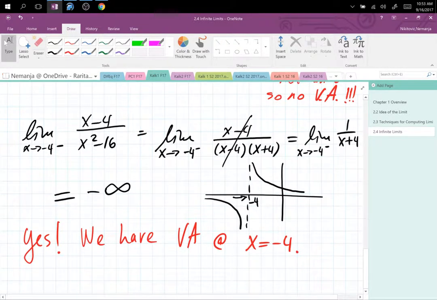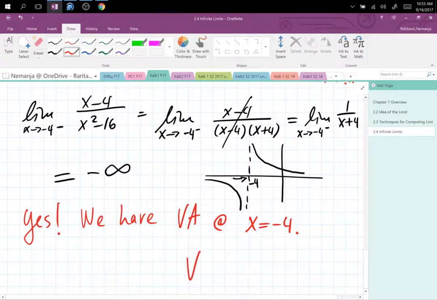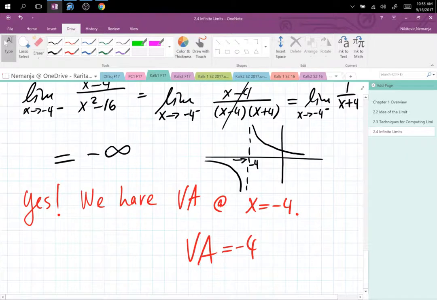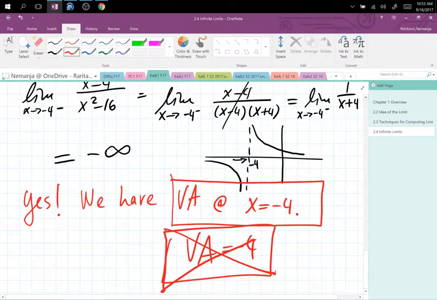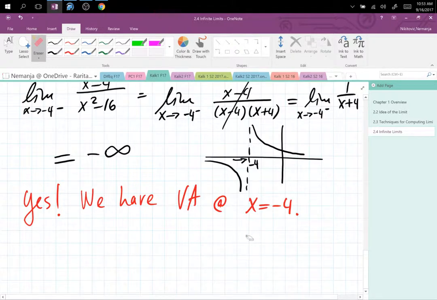Oh, and please don't trigger my allergies by writing "VA equals." This has no meaning in mathematics. This means nothing. Don't write it. All right. We have the vertical asymptote at x equals -4. x equals -4 is a mathematical equation. VA equals -4 has no meaning. It's not defined as anything. So just don't waste your energy to write it. Write the stuff properly.